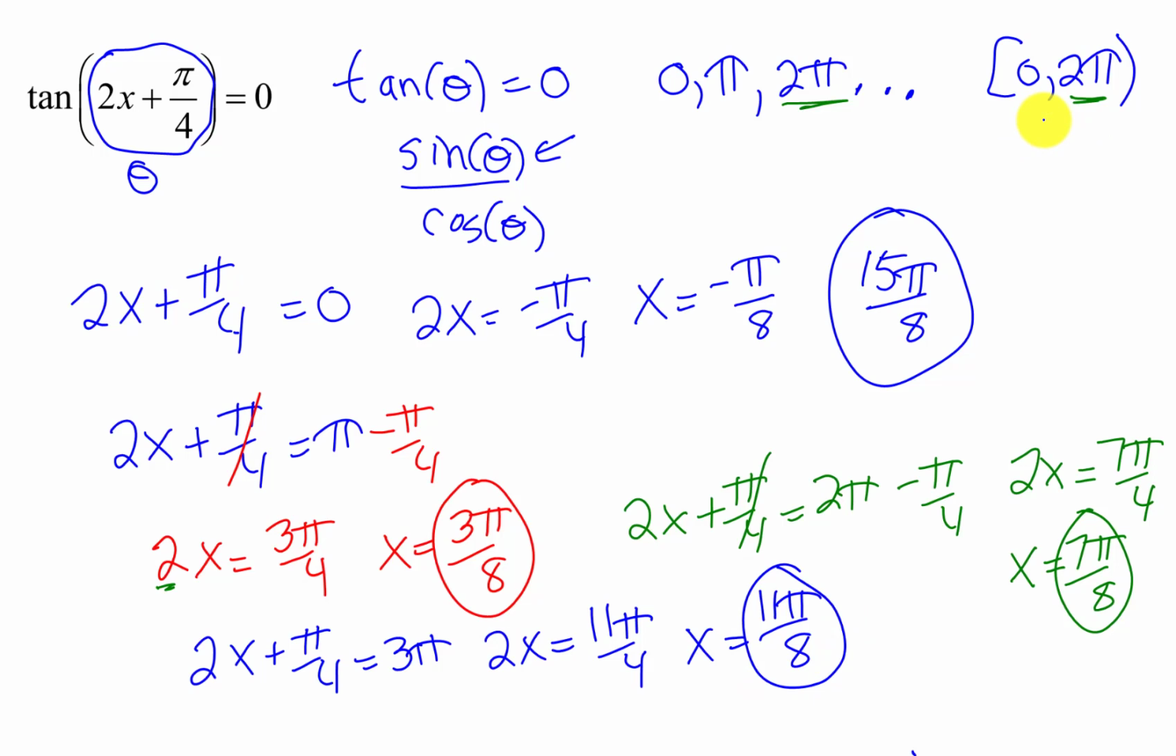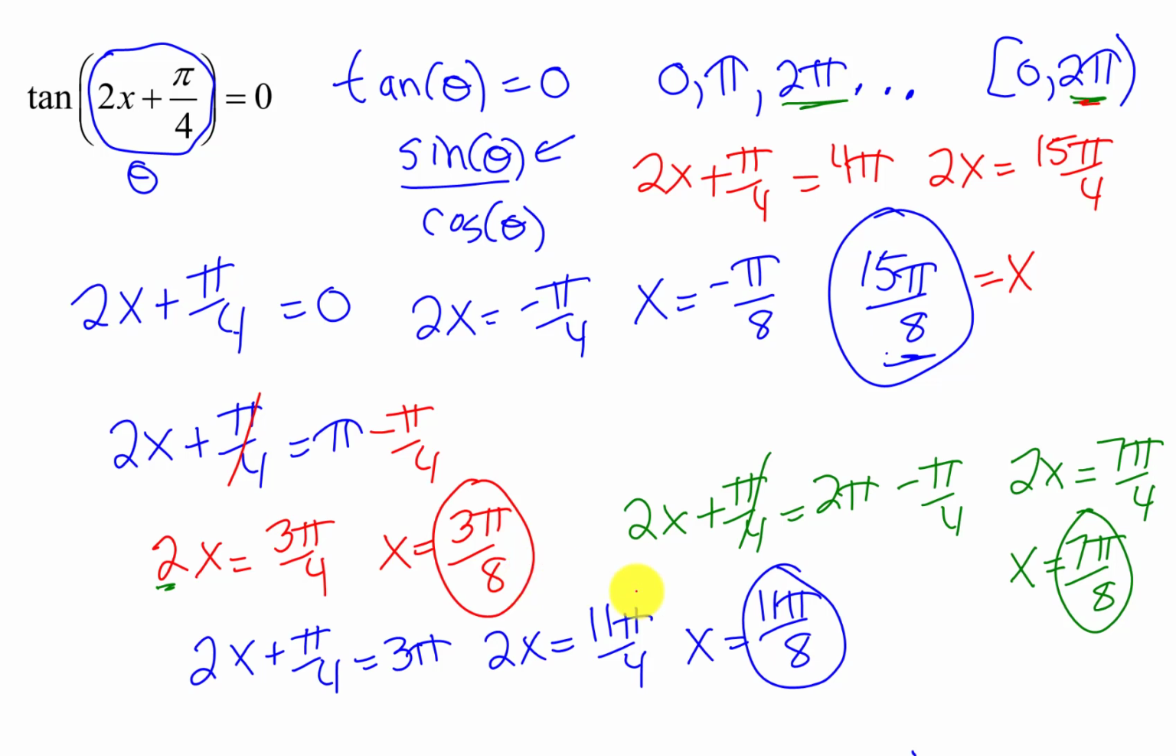All right, are we done? Well, we have this 15 pi eighths, but let's go ahead and take one more. We were at 3 pi. Let's take 2x plus pi fourths and let it equal 4 pi. Subtract the pi fourths and we'd have 2x equals 16 pi fourths minus pi fourths, which would be 15 pi fourths. And by the time we divide by 2, we'd have x equals 15 pi eighths, and that's the one we had. So anything beyond that, we're going to be past 2 pi.